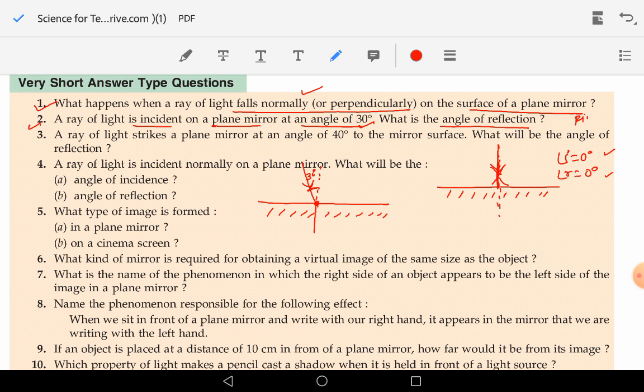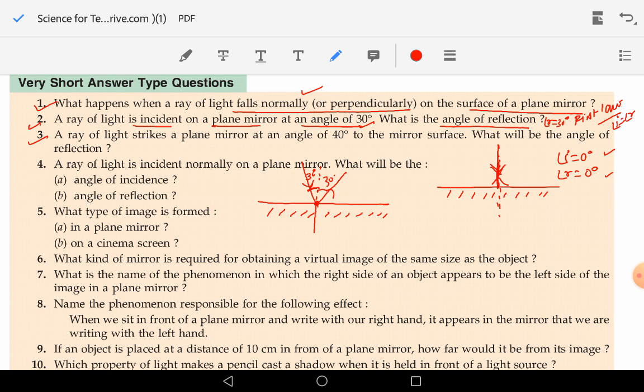So here first law of reflection is applicable, according to which angle of incidence is always equal to the angle of reflection. So this is the reflected ray and the angle of reflection will also come out to be 30 degrees. So this is the answer to the second question.